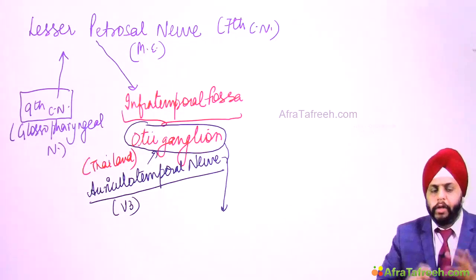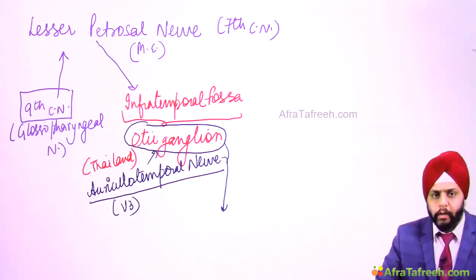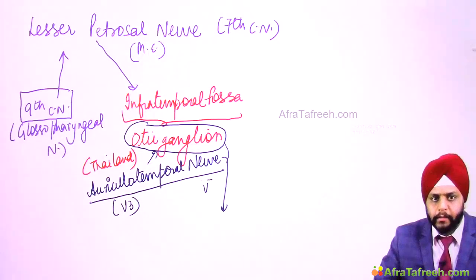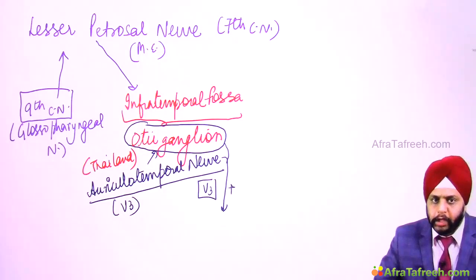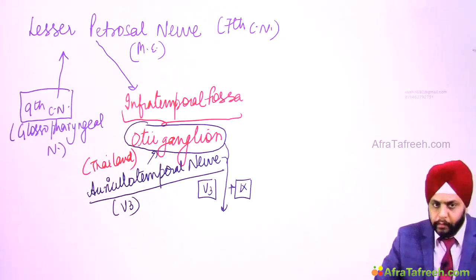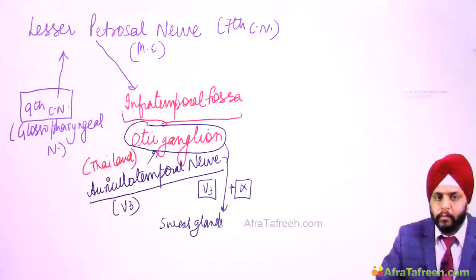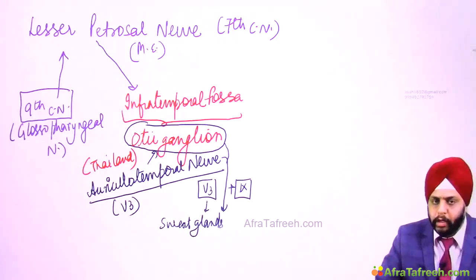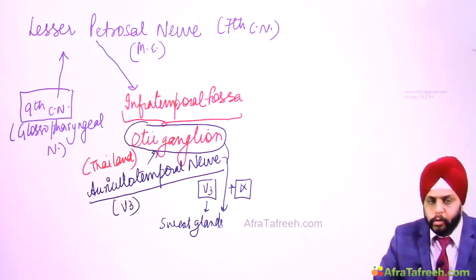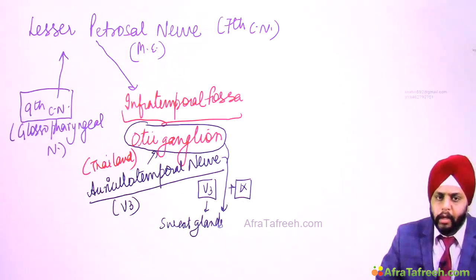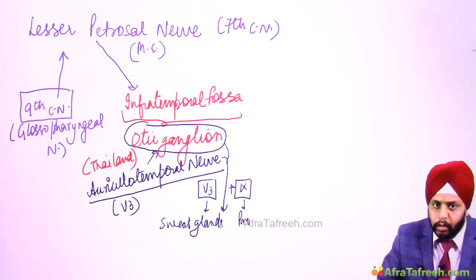Now we have only the auriculotemporal nerve. The auriculotemporal nerve has fibers of the mandibular nerve, the 5th cranial nerve, as well as the fibers of the 9th cranial nerve, the glossopharyngeal nerve. It goes and supplies the sweat glands which are majorly under the control of the mandibular nerve, and it supplies the parotid gland.